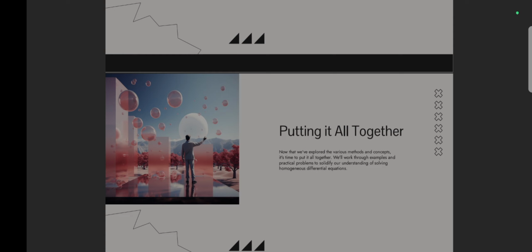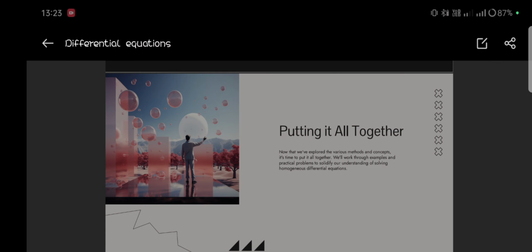Next one, putting it all together. Putting together advanced techniques for solving homogeneous differential equations involves a systematic approach tailored to the specific equation at hand. Here's how you might approach it. First one, identify the equation type.